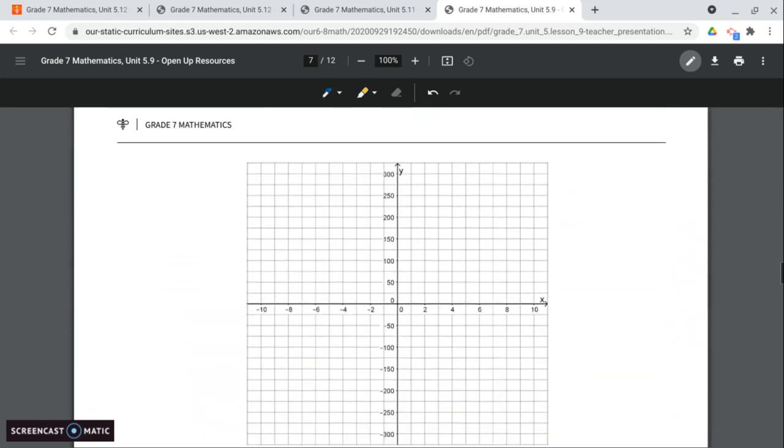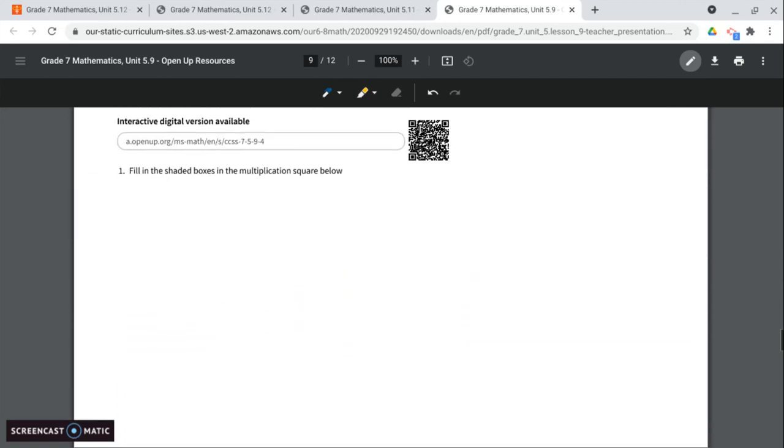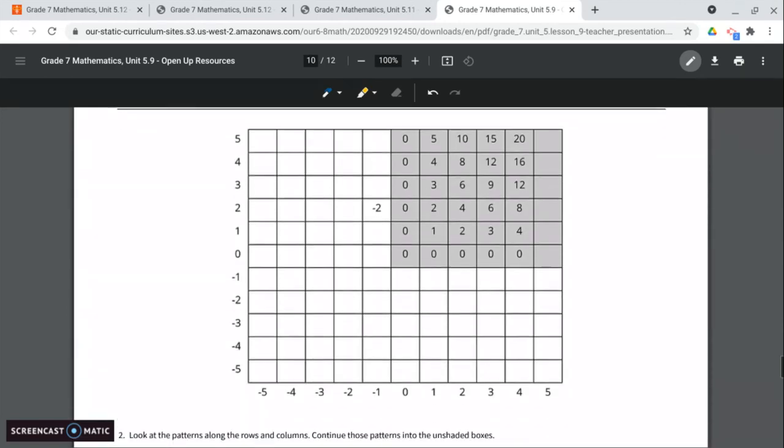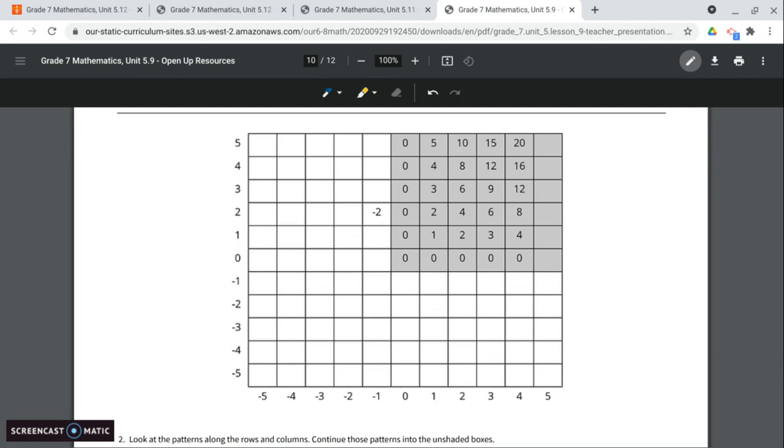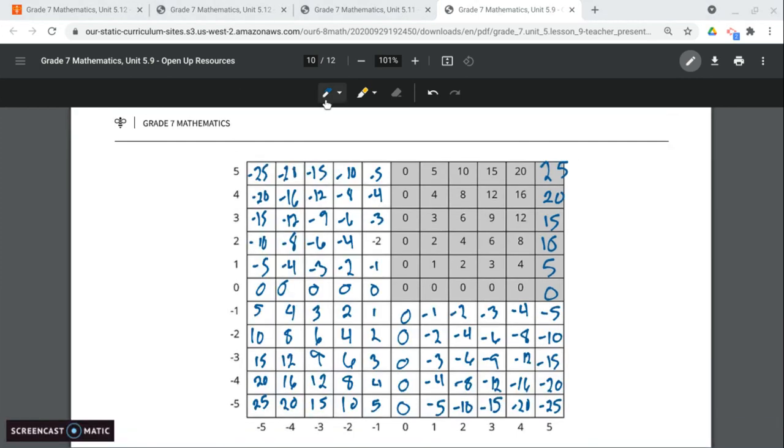All right, so we can see that, skipping down, fill in the shaded boxes in the multiplication square below. So we've got this big old multiplication square, and we want to fill in the remaining shaded spaces. So we've got 5 and 5, so 5 times 5 is 25. And we've got 4 times 5, which would be 20, and 3 times 5, which is 15, 2 times 5 is 10, 1 times 5 is 5, 0 times 5 is 0. So I'm going to fill in the rest of this table so then you can see how these pairings match up, okay? So I completed the rest of the table.